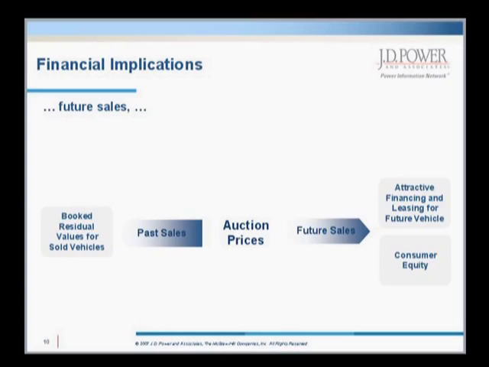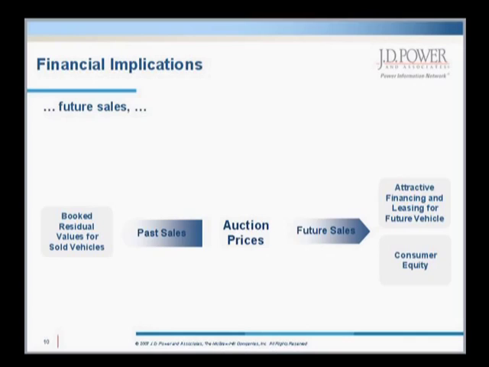Now, if the actual auction price is lower than that residual value, then the manufacturer or the bank incurs a loss and has to make up for that gap. Secondly, through the same mechanism, it affects future sales, because those auction prices directionally become a very important input to setting future residual values. As these auction prices get lower, expected future residuals get lower, and it makes it harder and harder for manufacturers to offer attractive leasing and financing for their vehicles.